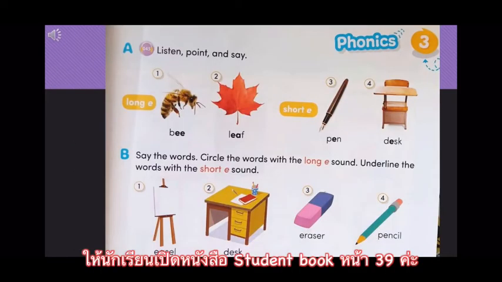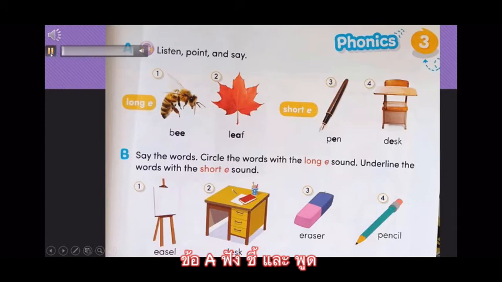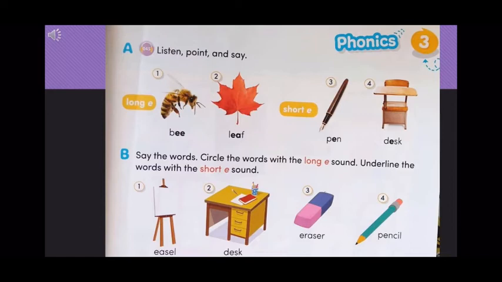Alright, so let's take a look at your book on page 39, student book page 39. So look, listen, point, and say. A. Listen, point, and say. Number 1. Bee. Number 2. Leaf. Number 3. Pen. Number 4. Desk.